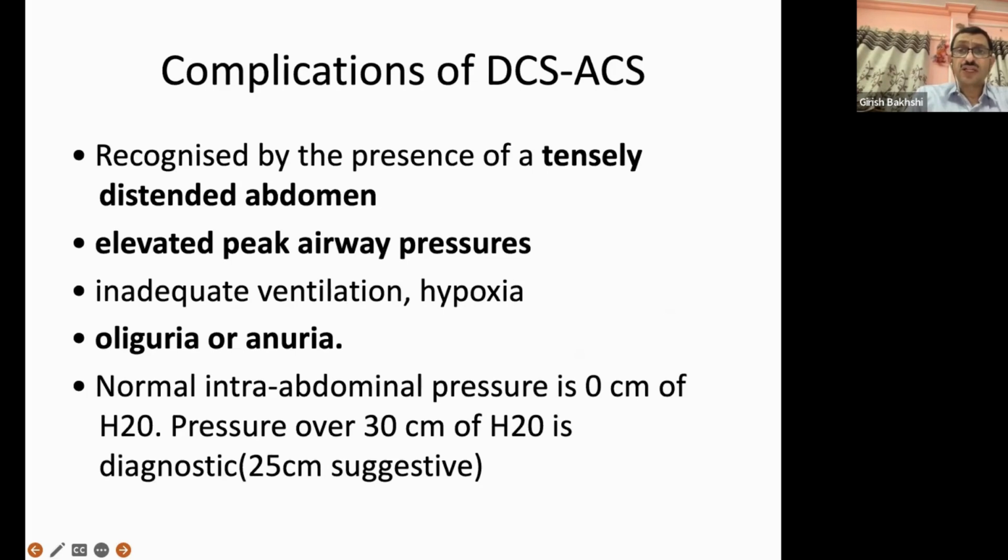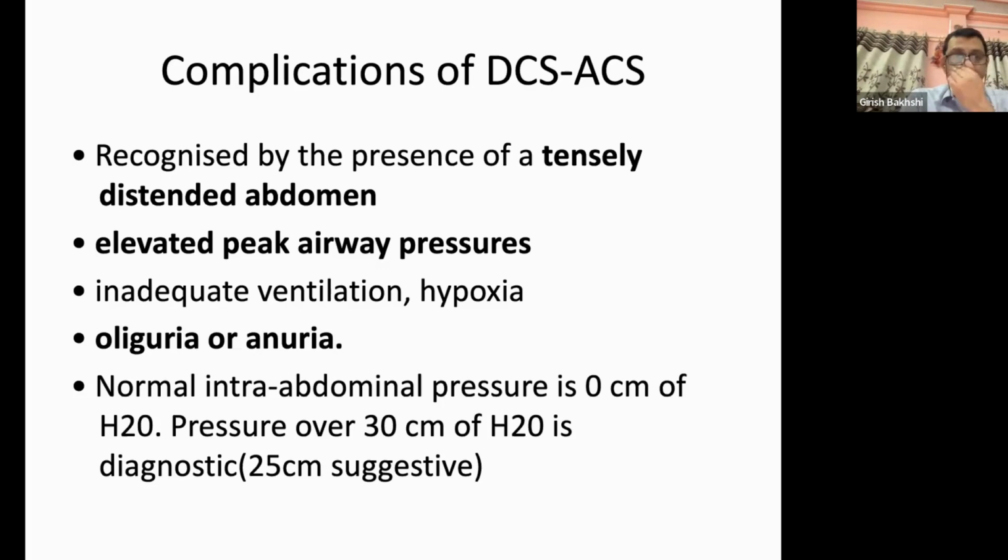Now, how do you recognize that there is an abdominal compartment syndrome? Elevated peak airway pressures, you should be asking your anesthetist when you are closing. If at that time it was fine, but later on the edema is developing, the patient may have oliguria and anuria. You can measure abdominal pressure by putting in a Foley's and attaching it to a transducer, and then you can even measure it.